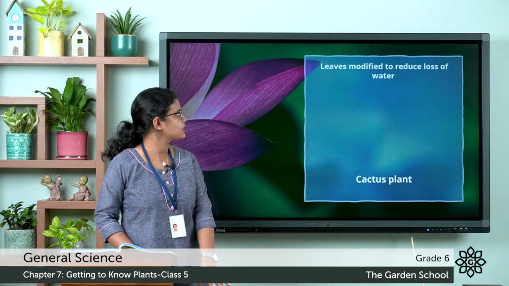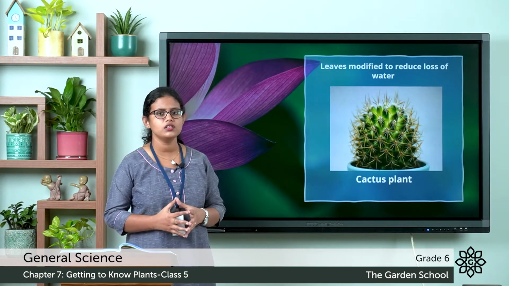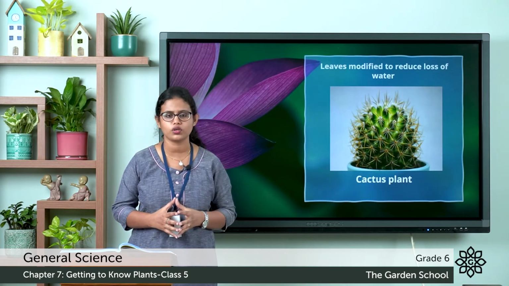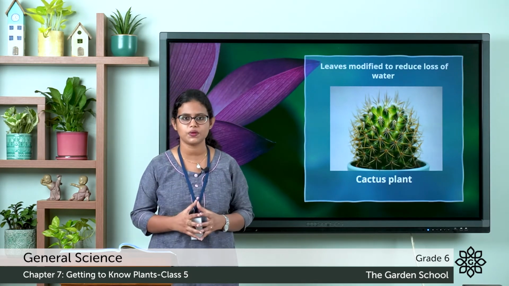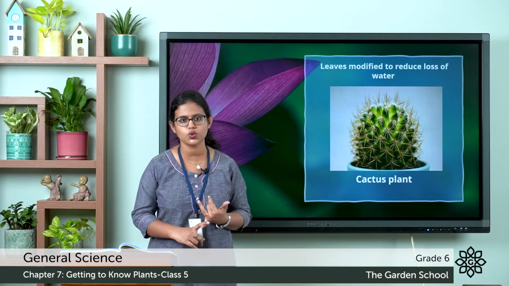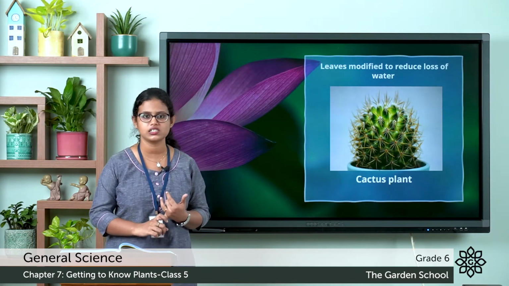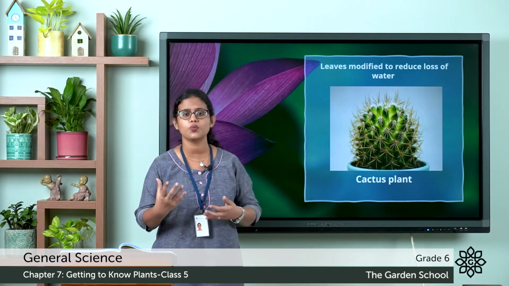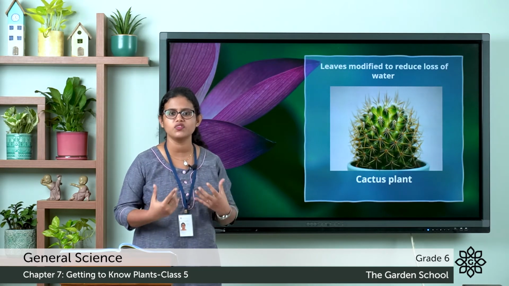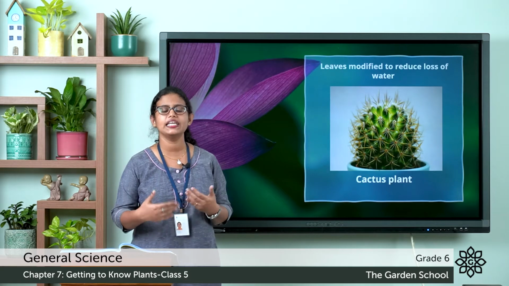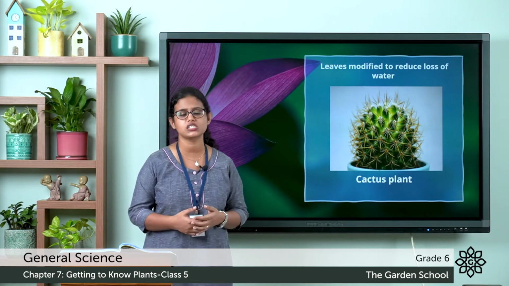The next is leaves modified to reduce loss of water. Which plant is this? It is the cactus plant. Where does this plant grow? It grows in the desert. So, the desert is a place where water is very scarce. Do cactus plants have leaves? No. Their leaves are modified into spines.